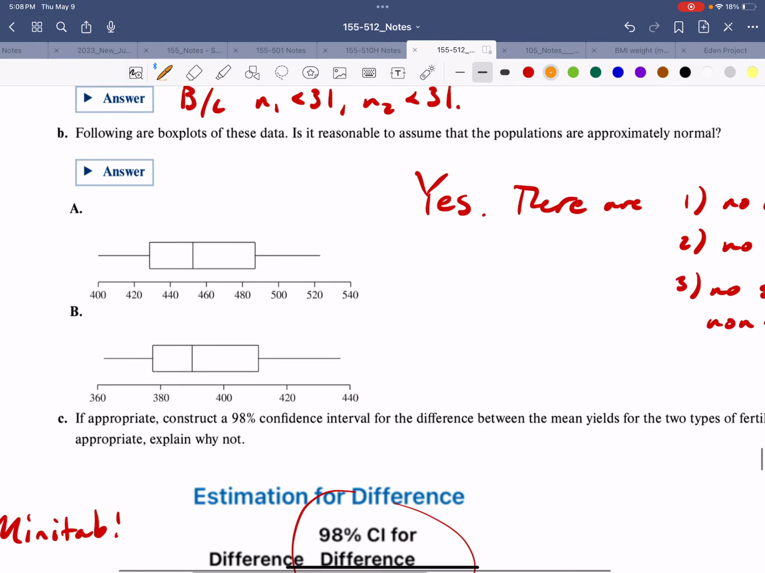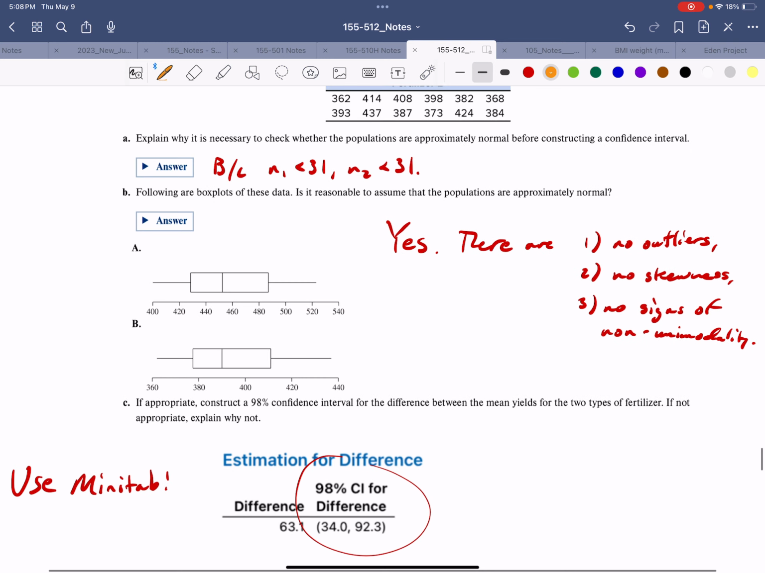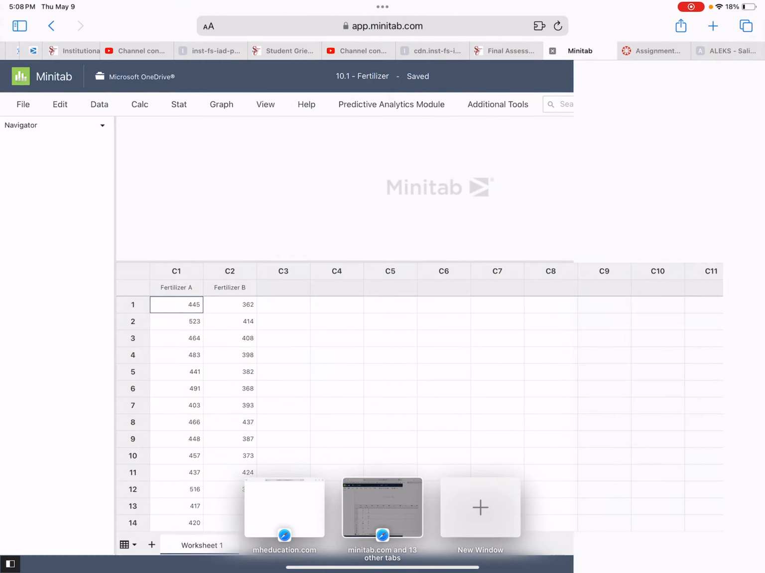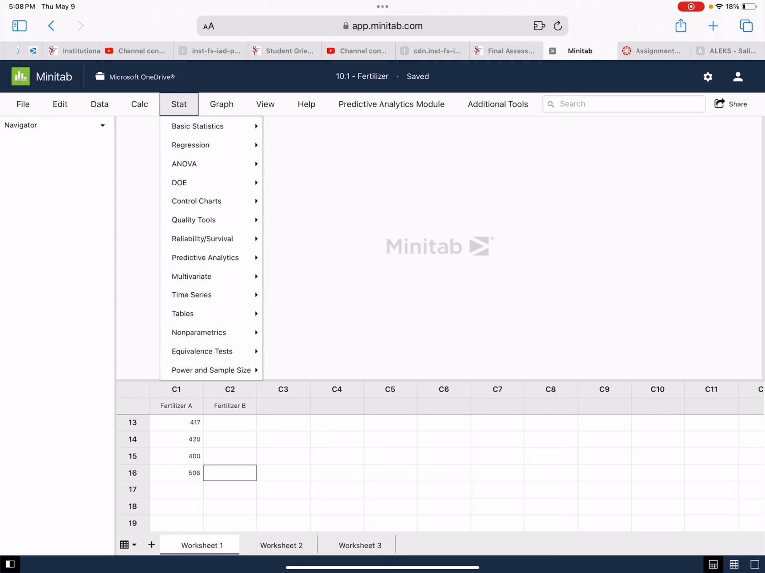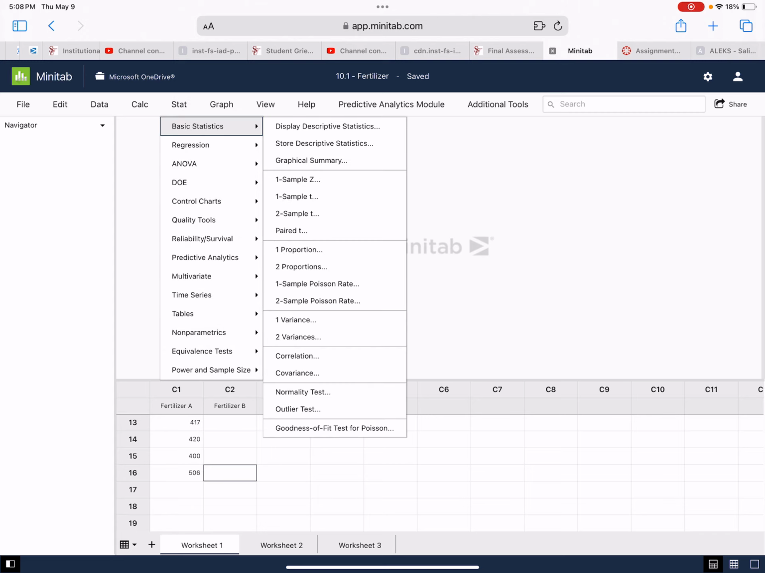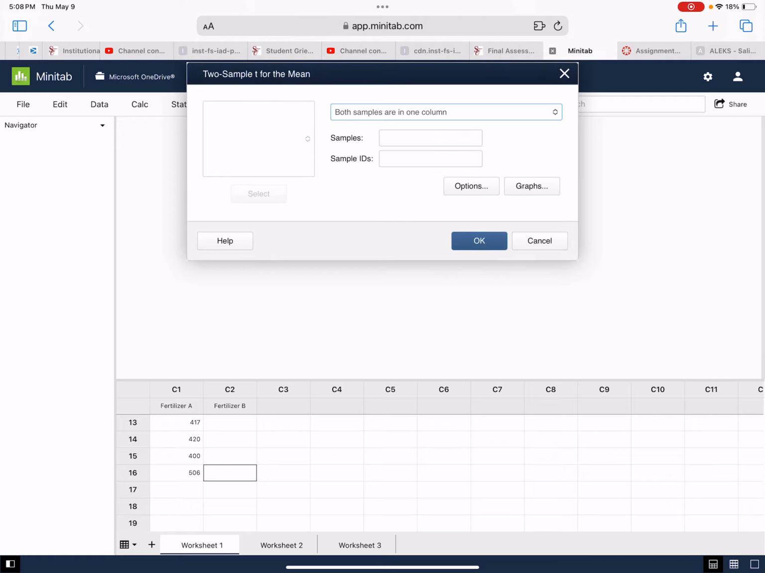After assessing the normality of these small sample sizes and populations accordingly, we enter our data into Minitab right here. Again, just to point out, there's more fertilizer A than B. That's okay. Stat, basic stats, because they're independent, 2-sample t. Each sample is in its own column. Sample 1 is fertilizer A. Sample 2 is fertilizer B.